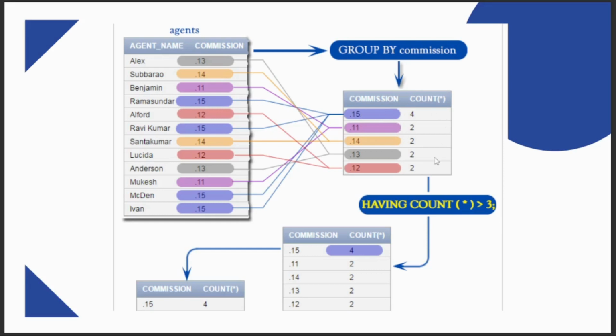Now suppose you want to filter this data so that you only want the data which has a count of more than 3. For that you will use the having clause: having count star greater than 3. Here it will only display the data which has a count of more than 3. In this table you can see only 0.15 has a count of 4, which is more than 3, so it will display only this row. So this is how you use the having clause.